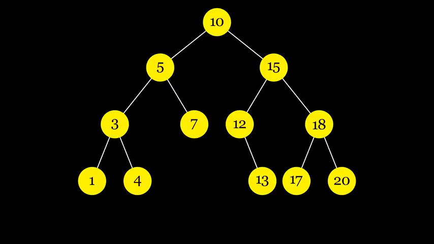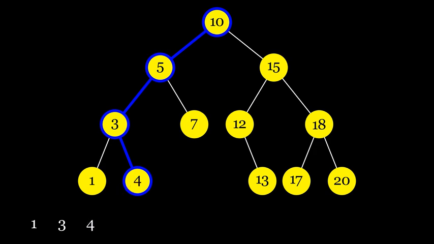Let's see this visually. The algorithm will start at the root node and will recursively traverse the left subtree until it reaches the leftmost node. At this leftmost node, it will print the node's value. After printing, it will then move to the right node of the current node and continue this process. The algorithm ensures that all nodes are visited in the left, root, right order, printing the values in ascending order.